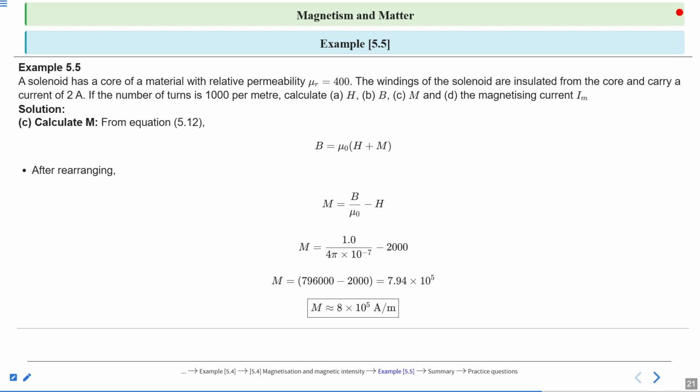We are going to use the value of M in the further part D. But we are going to use the accurate value, 7.94 into 10 raised to power 5. This is the approximate value.